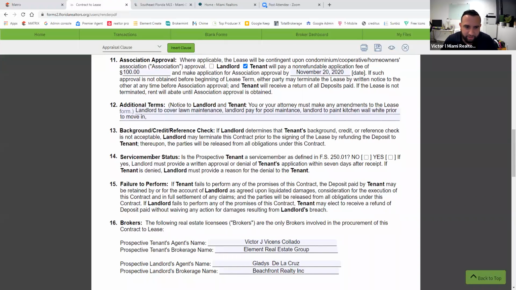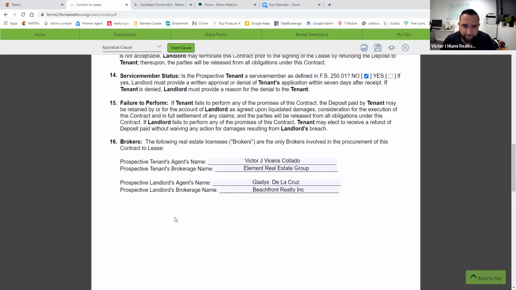Number 14 just talks about whether the prospective tenant is a service member as defined by Florida Statute 250.01. If they are, you want to put yes. Basically, if they're in the military or a veteran, you want to put yes. All it means is that the landlord must provide a reason why they're denying the tenant. They must give a written reason why they're not approving the tenant. So if you're a veteran or in the military, you get that.